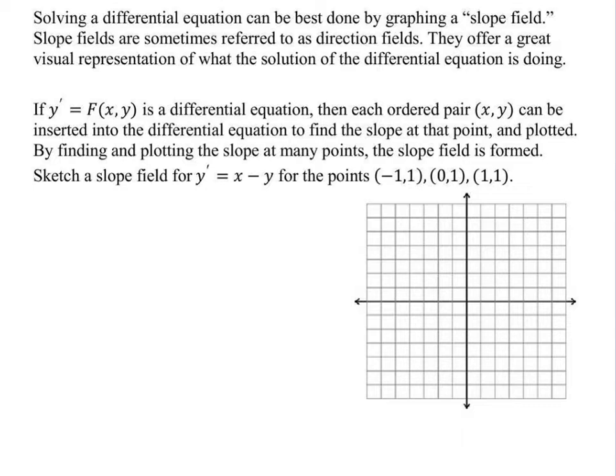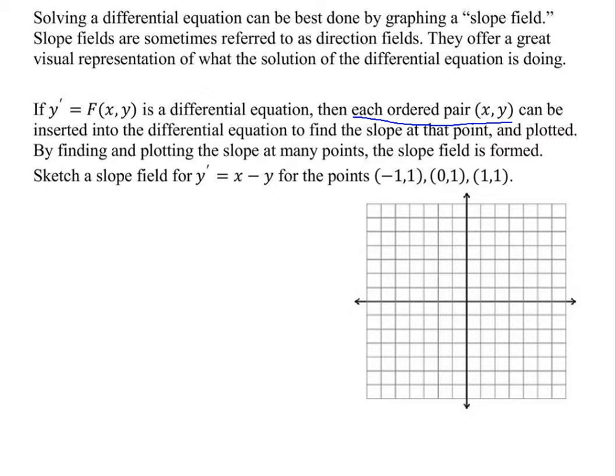Then each ordered pair can be inserted into the differential equation to find the slope at that particular ordered pair. And then you can plot that slope using a very tiny tick mark that shows you what the slope is. By finding and plotting the slope at many points, you form the slope field. And then the shape of the graph kind of forms in front of you.